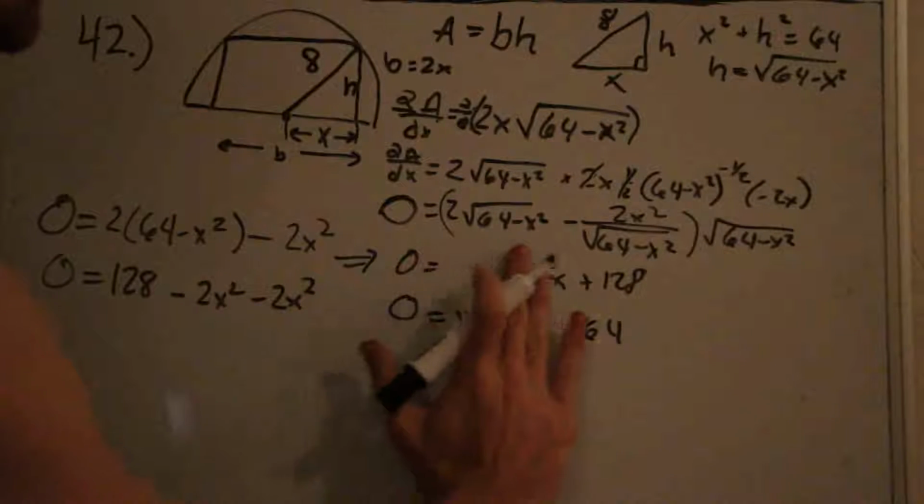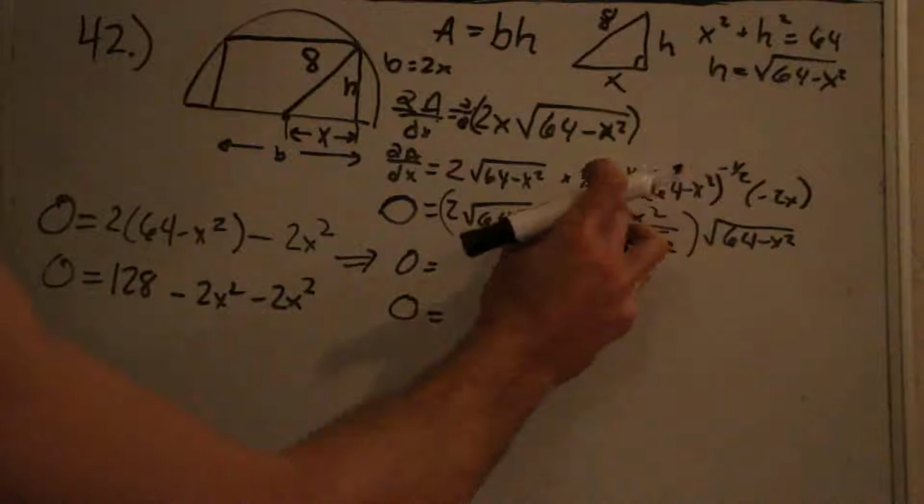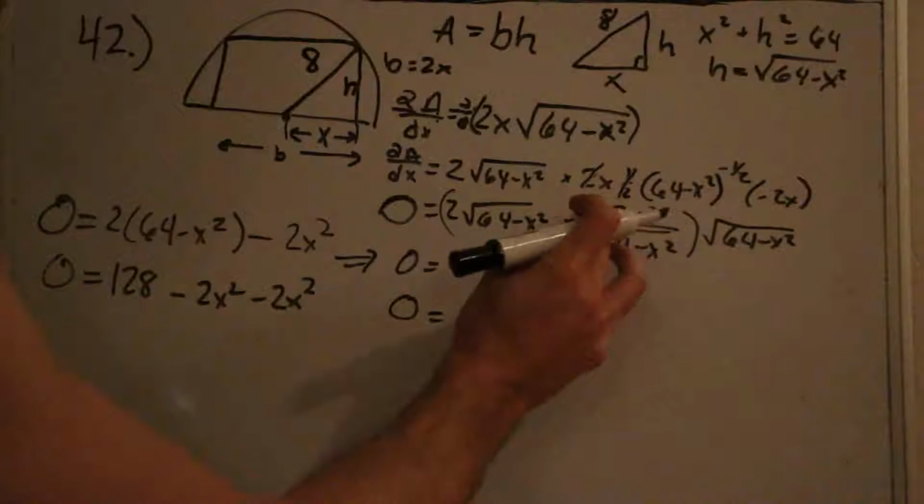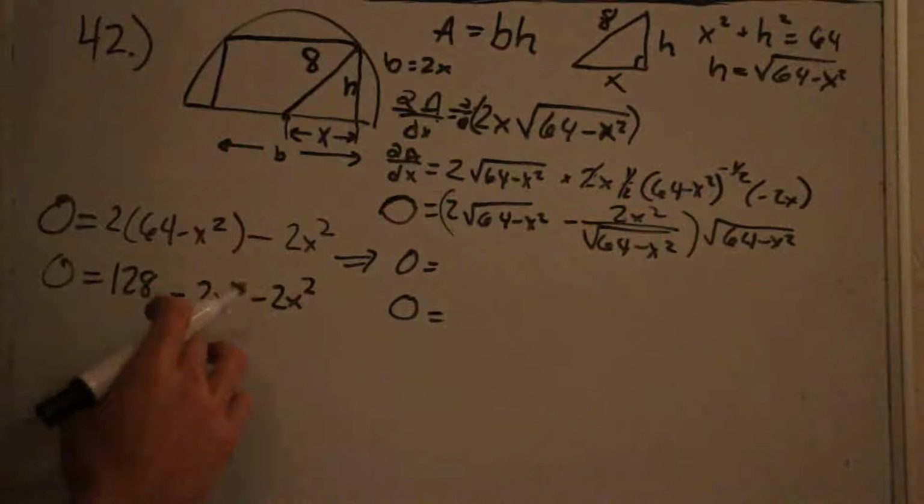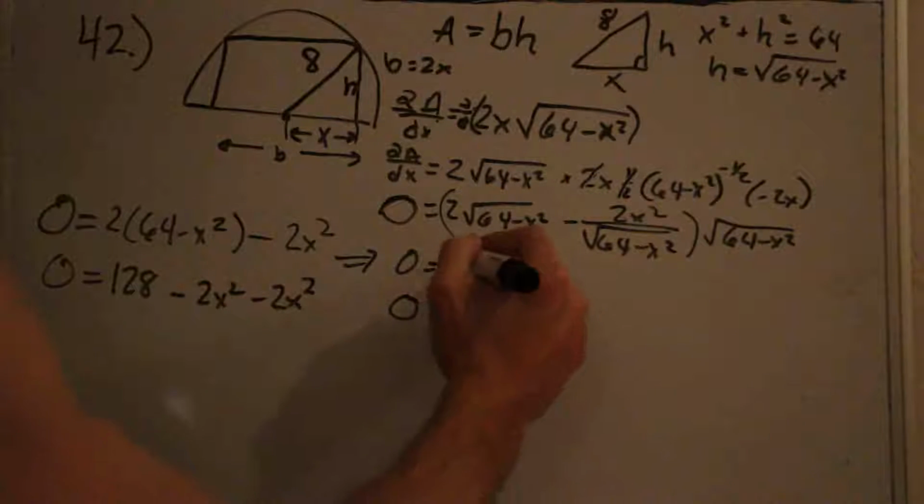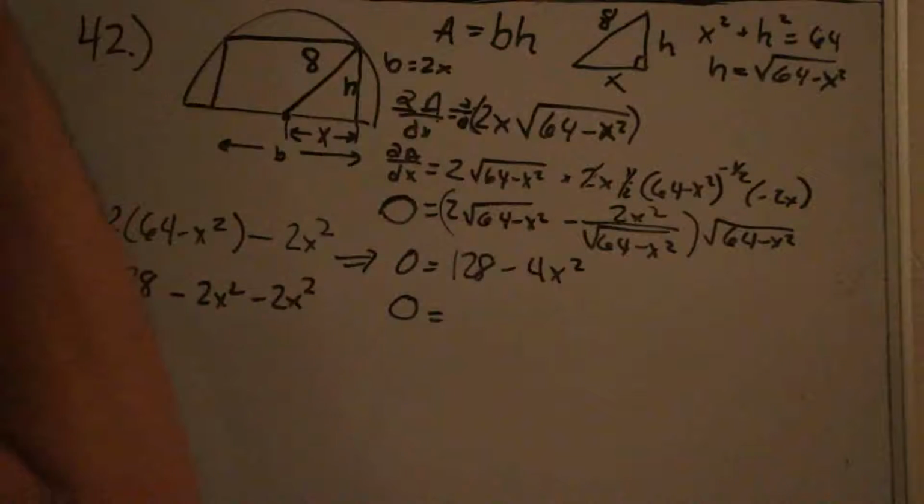So this whole thing, I apologize for the mistake. You see this x, I forgot about that. So it's negative 2x times x is negative 2x squared. So this becomes 128 minus 2x squared equals 128 minus 4x squared.